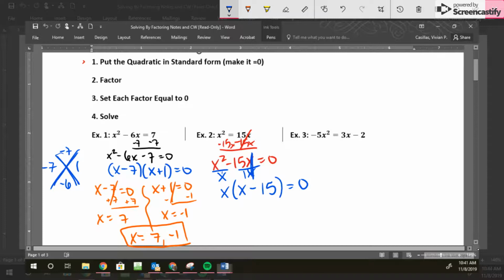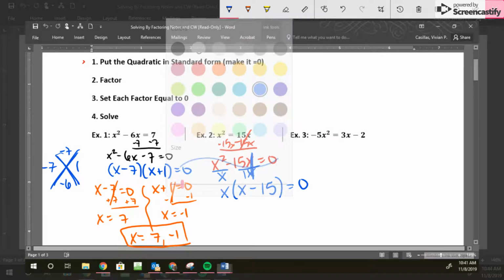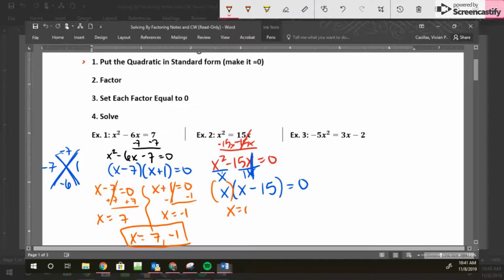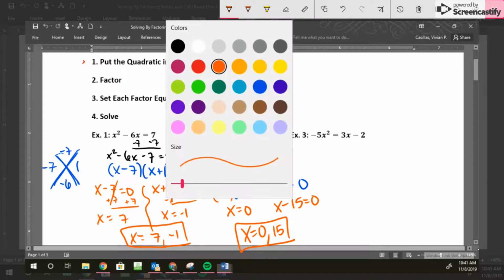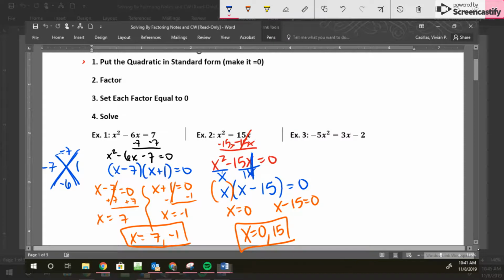Now that I have 2 factors, we set each one equal to 0. And I already have x equals 0 done. That's one of my answers. And the other one, if you were to solve, you would get positive 15. And there you go.